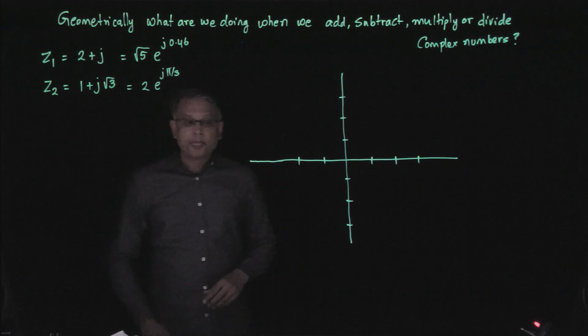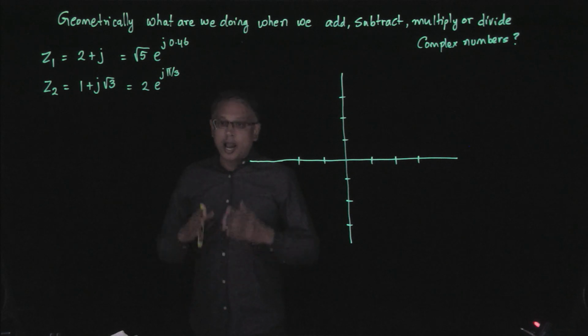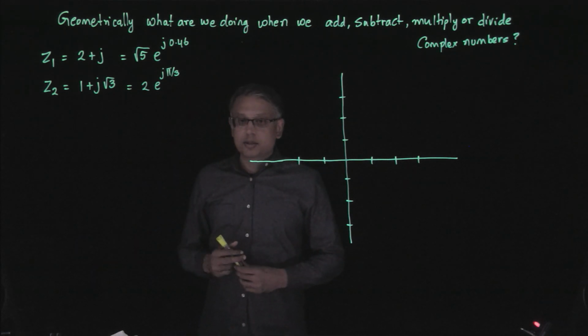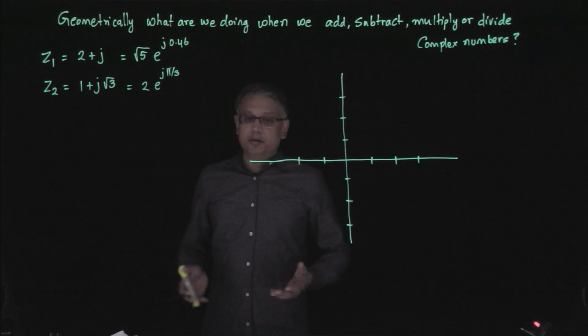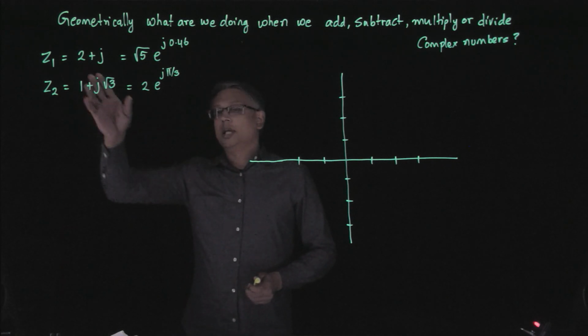We're going to talk about geometrically what it is that we are doing when you add two complex numbers, or when you subtract a complex number from another complex number, or when you multiply or divide complex numbers. And I think it would be best to take an example.